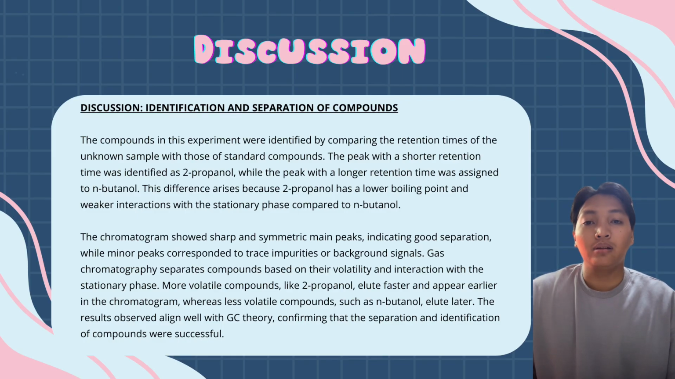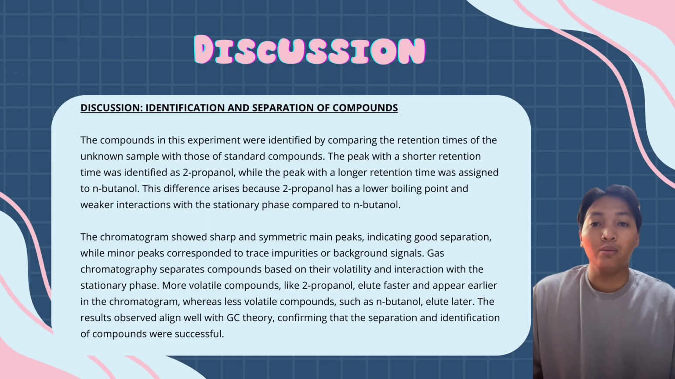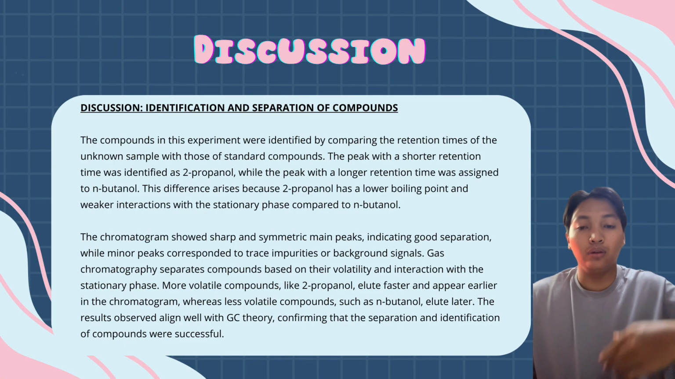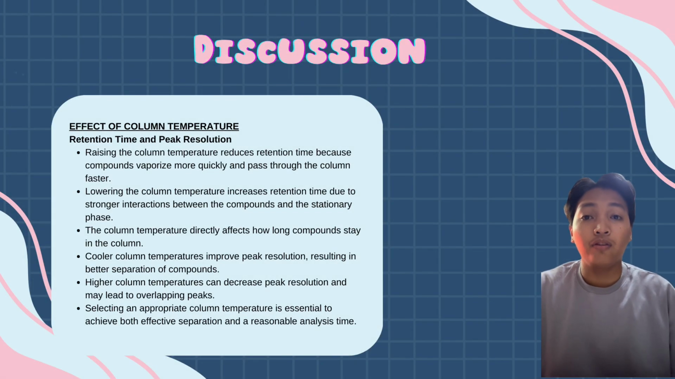The main peaks in the chromatogram were sharp and symmetric, which shows that the separation was good. Minor peaks were also observed, which indicate a small amount of impurity or background signal. Gas chromatography works by separating compounds based on their volatility and interaction with the stationary phase. Compounds that vaporize easily, like 2-propanol, elute faster, while less volatile compounds like N-butanol stay longer in the column before eluting.